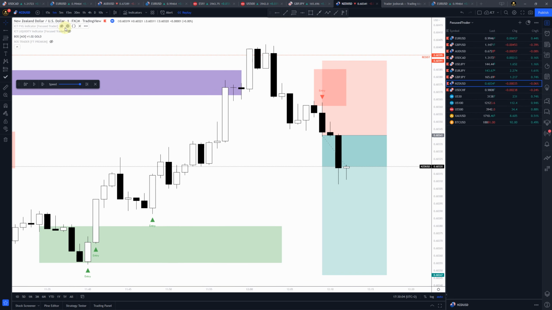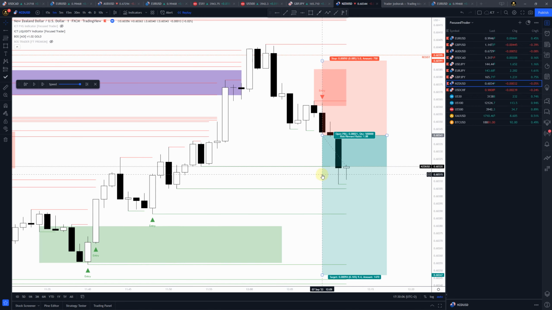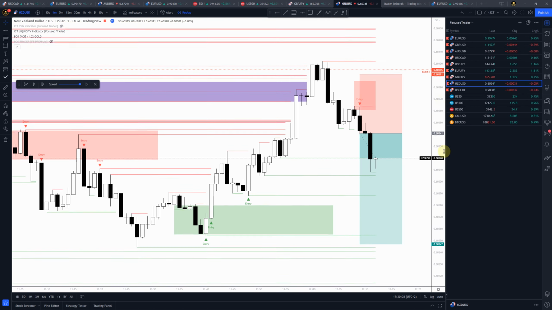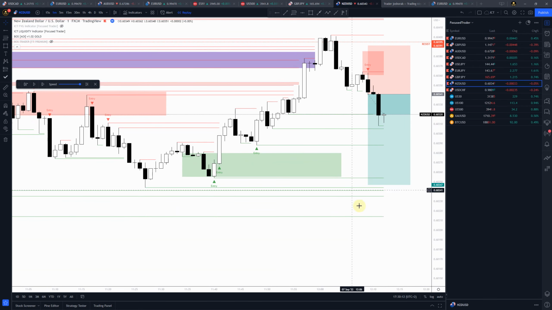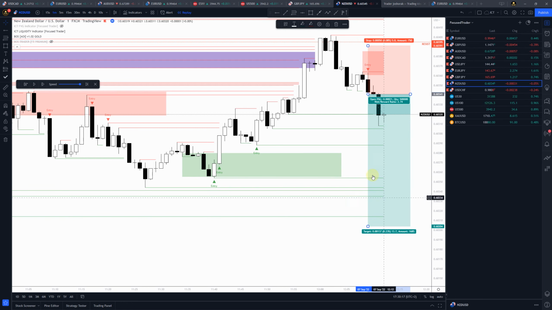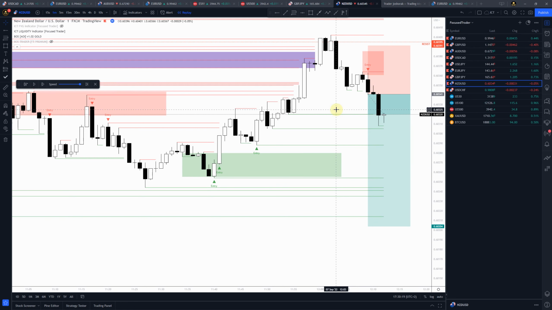And also I could turn on the liquidity, and I have it turned on, and I can see if I do this, I can see that there is a very significant area of liquidity here. So my goal is to go here. So let's continue.